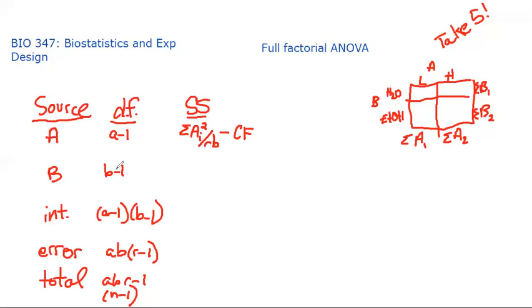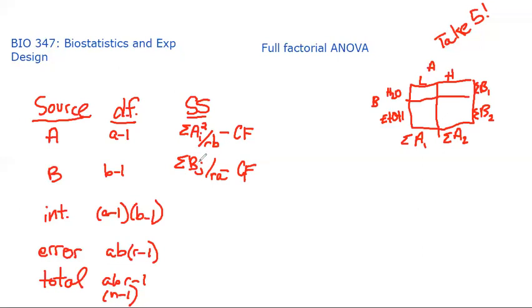Okay. So for B, it's going to look like the exact same thing. But we're going to take our row totals, and we're going to take this total here, square it, and then we're going to take this total here, square it, and add those together. So we're going to take the sum of B sub j times R A minus a correction factor. Okay.